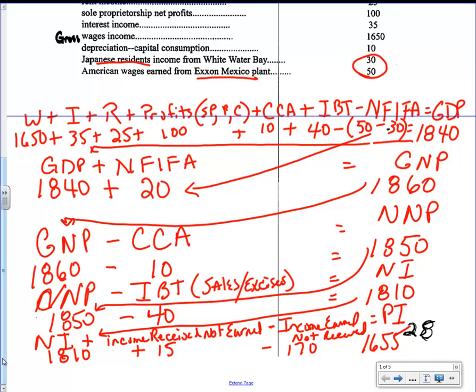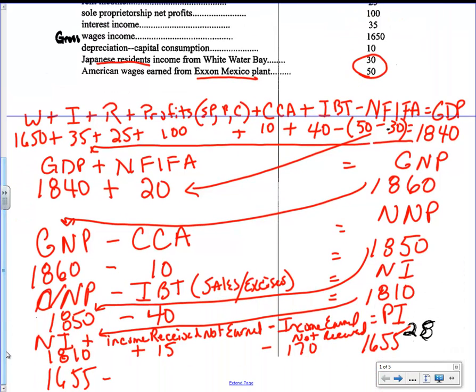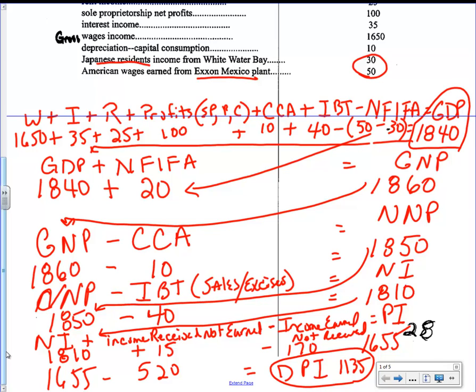Now, to find our disposable personal income, we're going to take that $1,655 and back out our personal taxes. So if we go back up at the top, personal taxes are given to us at $520. So we have our disposable personal income spendable in the economy to equal $1,135. So we've gone from $1,840 of gross domestic product to disposable spendable income of $1,135.